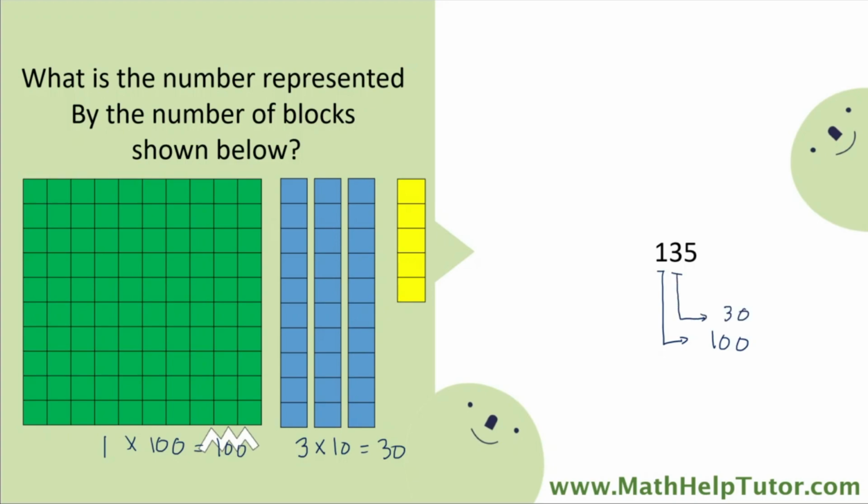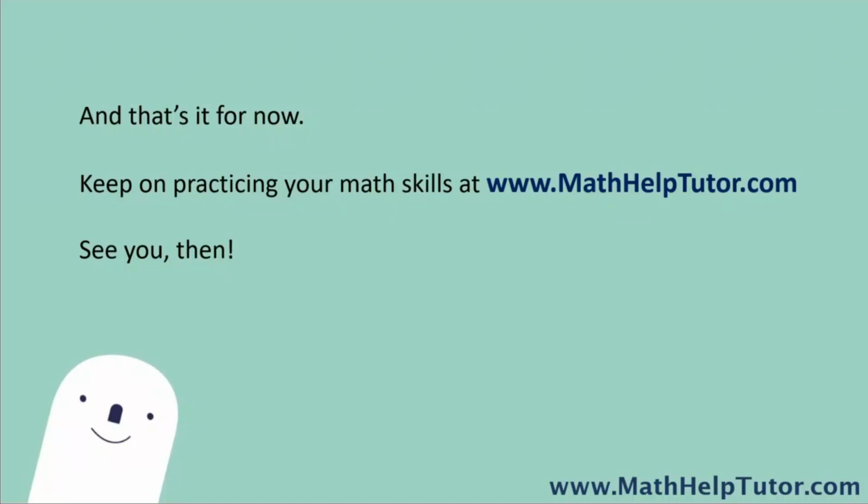And then we have 5 ones, 5 pieces of ones. 1, 2, 3, 4, 5. So that we have the digit 5 of the ones place, represented by the digit 5 in this number. So if we add them all up, it gives us 135. And that's it for now.